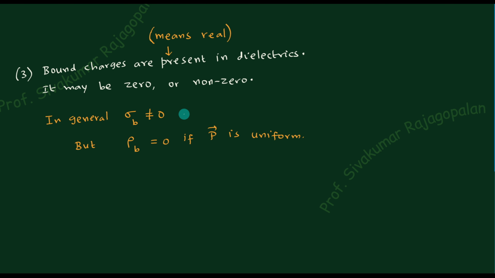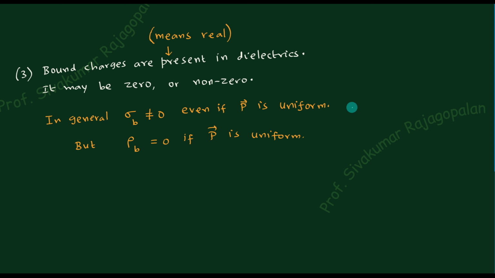So that's what I would like to say. Let me therefore write down that even if P is uniform, sigma is not zero in any case. Only rho becomes zero in some special case where P is uniform. So this is a conclusion. This is important.